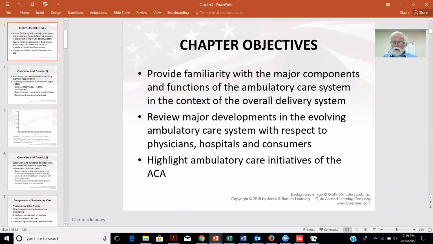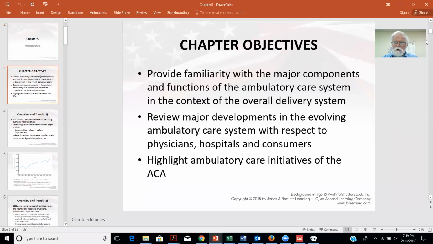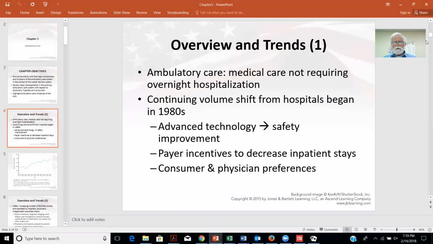So ambulatory care really is defined as any form of care that doesn't require overnight hospitalization. Technically, that includes every time you go into your doctor's office for an appointment. That's ambulatory care. So ambulatory care has been a major part of medical care basically always, but it has been growing with changes in technology and improvements in safety of treatments and everything else, and with payer incentives to decrease hospital stays, which are very expensive.